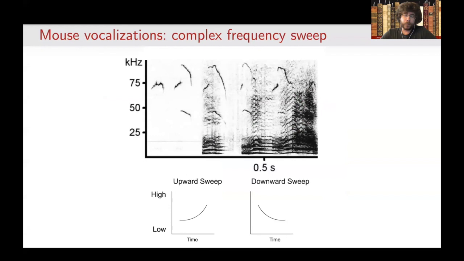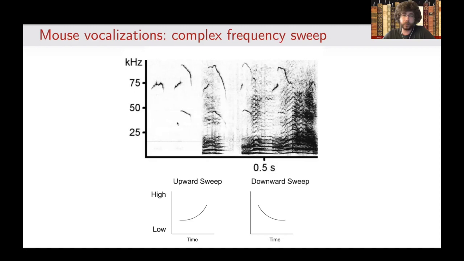But the fact is we're not looking at pure tones, or at least the mice aren't. Day to day, they are dealing with frequency sweeps, and that's what's seen here in terms of what they actually hear. So what are these different sweeps? Sometimes we have a low to high frequency sweep, and sometimes we have a high to low frequency sweep. We see this all over the spectrum. There are a lot of different types of sounds that these mice are making.